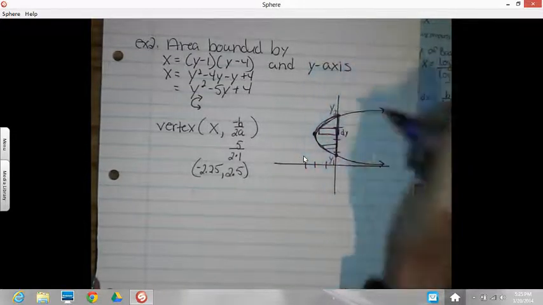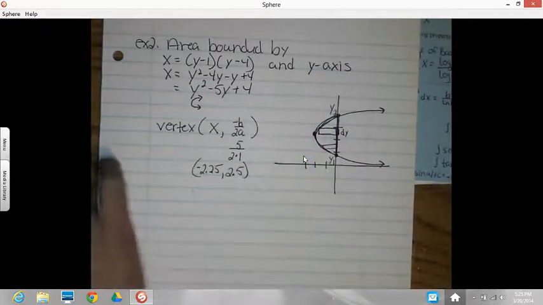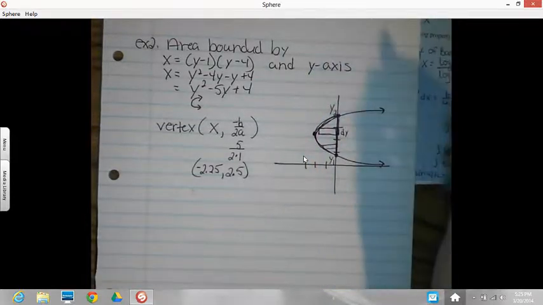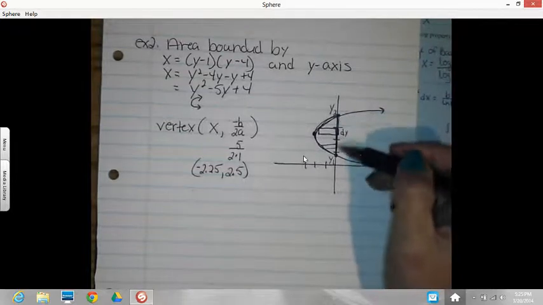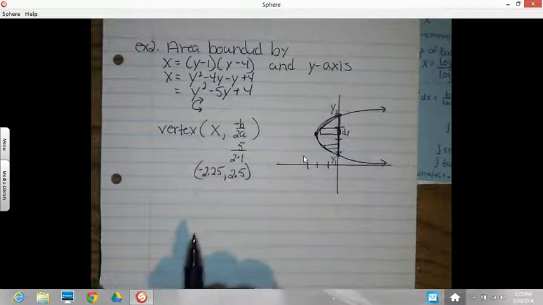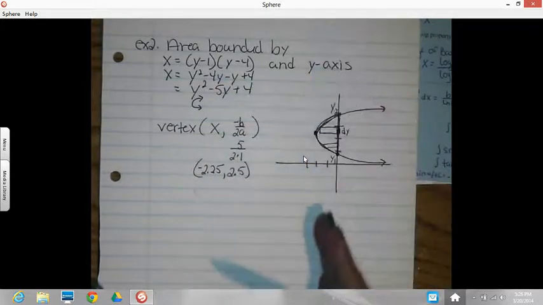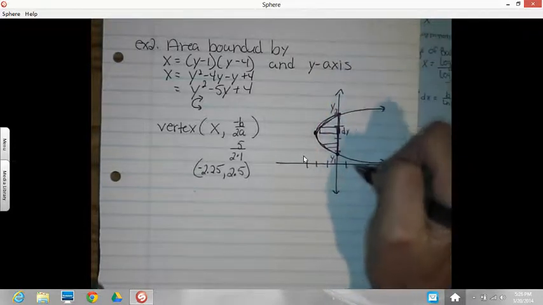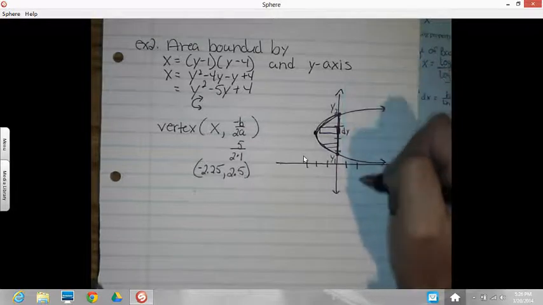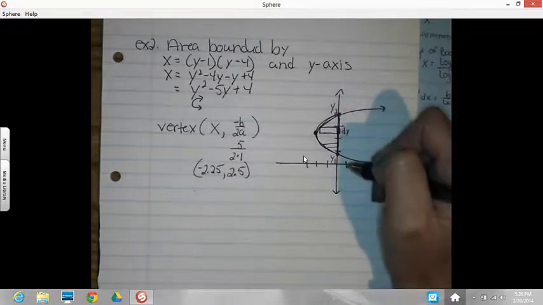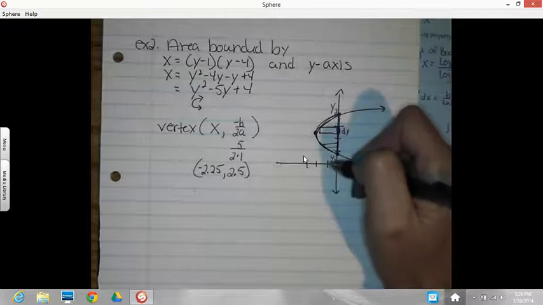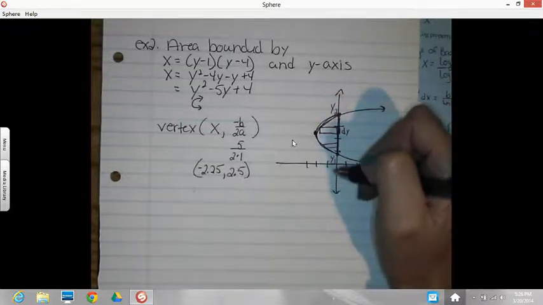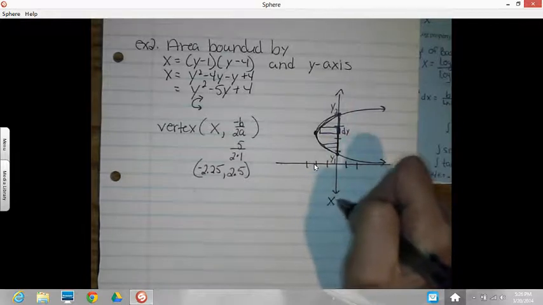So I need to set my equations equal so I can find these intersections. Well, I only gave you one equation right here, this parabola, but the y-axis has an equation to it. Think of the y-axis as a vertical line, and all vertical lines can be written in the same way. If I had a vertical line going through 2, it would be x equals 2. Going through 1, x equals 1. Going through negative 1, x equals negative 1. So the y-axis has the equation x equals 0.